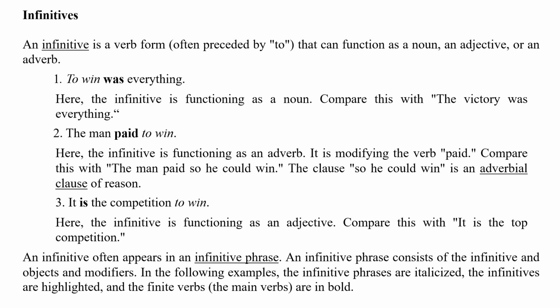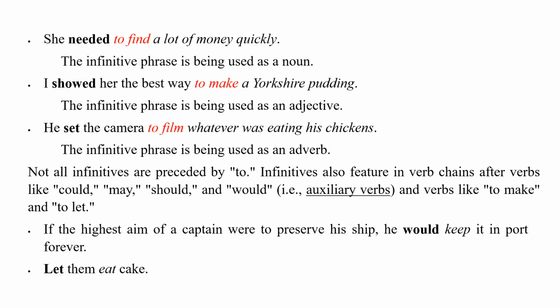An infinitive often appears in an infinitive phrase. An infinitive phrase consists of the infinitive and objects and modifiers. In the following examples, the infinitive phrases are italicized, the infinitives are highlighted, and the finite verbs or the main verbs are in bold. She needed to find a lot of money quickly. The infinitive phrase "to find a lot of money quickly" is being used as a noun.